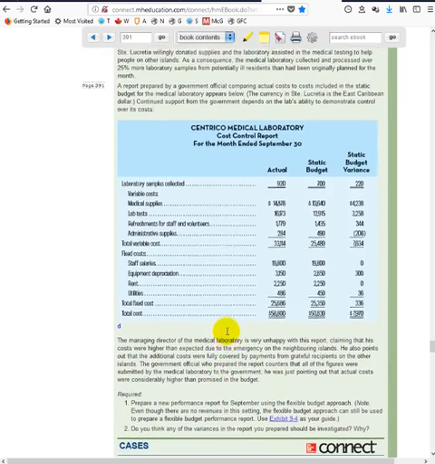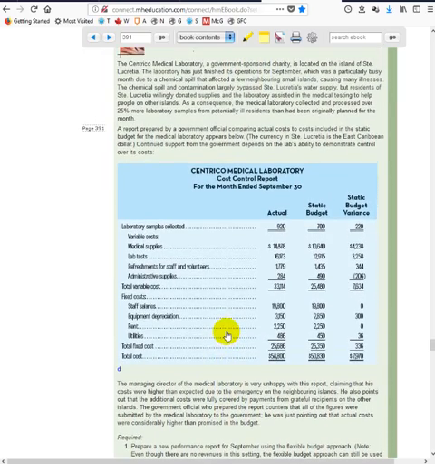Alright, so we have a little bit of information up here. Centrico Medical Laboratory, government-sponsored charity, located on the island of Santa Lucretia. I don't know where that is. It may be imaginary. The laboratory has just finished its operations for September, which was a busy month because of a chemical spill that affected a number of other islands. The chemical spill was not a problem on Santa Lucretia, but the residents willingly donated supplies. The laboratory assisted in medical testing, and so that's what they do.